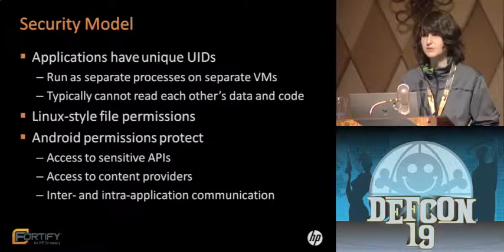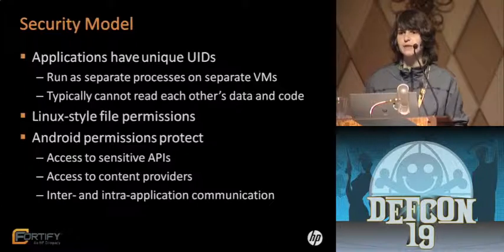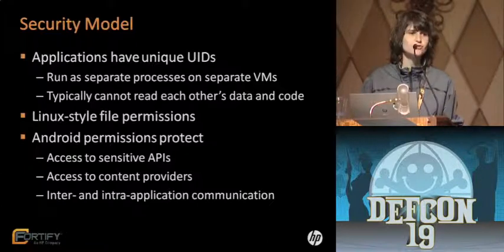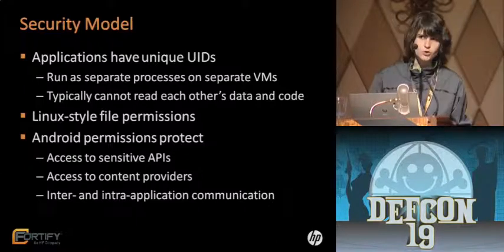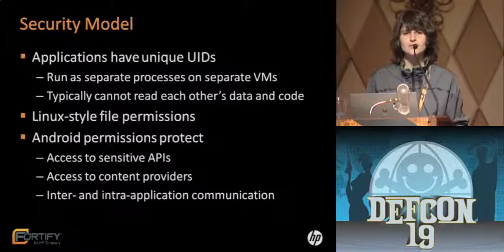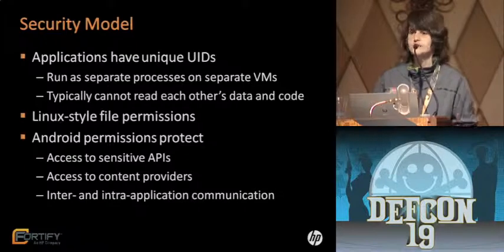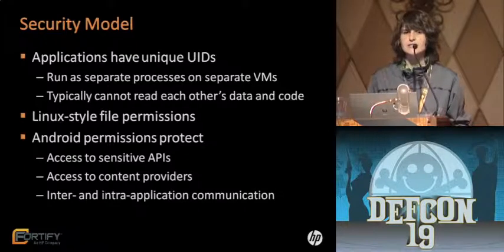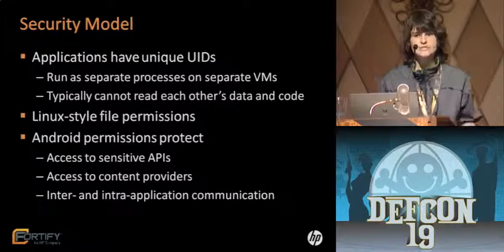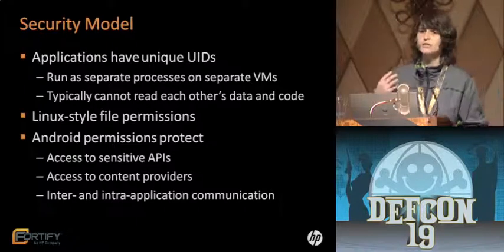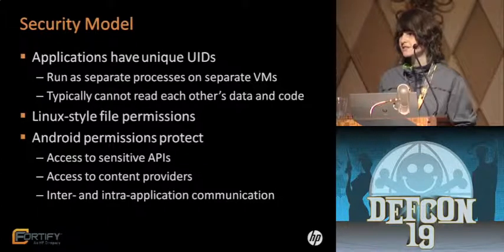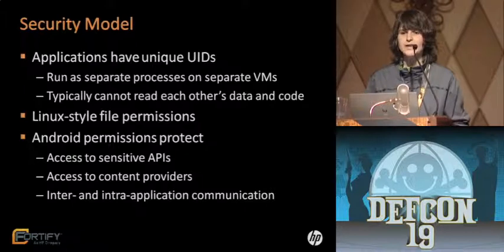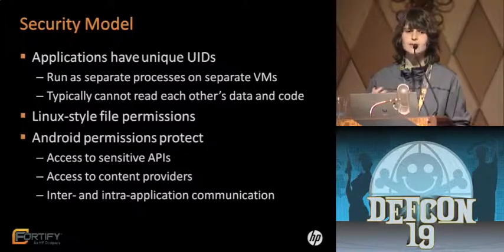Because the platform is built on top of Linux, Linux-style file permissions apply. But what's specific to the Android platform is this whole system of permissions provided by Google. Permissions allow you to protect access to things like sensitive APIs, so APIs that allow you to access location services, network, Wi-Fi, Bluetooth, etc. The permission system also allows you to protect access to content providers, which are basically databases. And it also protects inter- and intra-application communication.